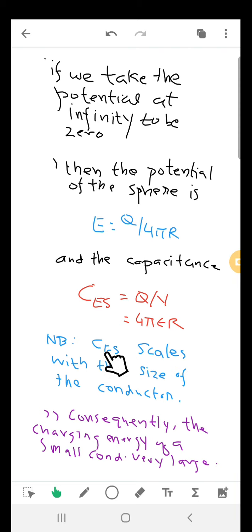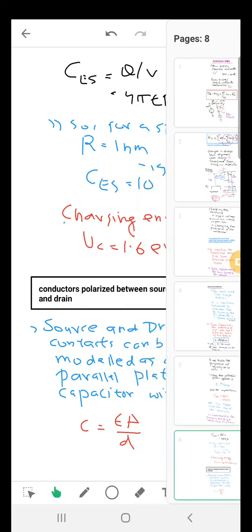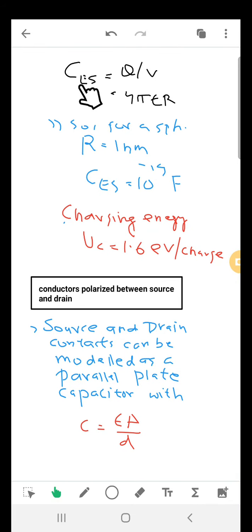So the important thing is that the electrostatic capacitance scales with the size of the conductor. So the charging energy of this small conductor will be very large. For a molecule of radius 1 nanometer, the electrostatic capacitance comes out to be about 10 to the power minus 19 farads, and the charging energy comes out to be 1.0 electron volt per charge.